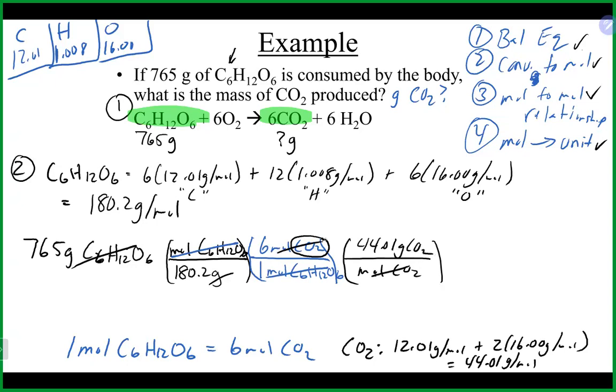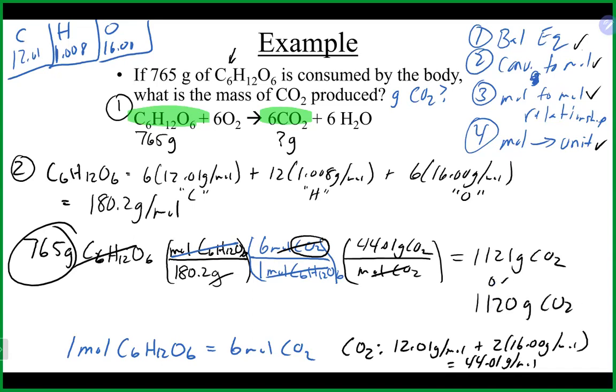The moles cancel. Once again, multiplying across the top and dividing by the bottom there: 765 times 6 times 44.01 divided by 180.2 gets us about 1,121 grams of CO2. Sig fig wise, looks like 3 is maybe where we should end up. So maybe something like 1120 grams of CO2 would be good.